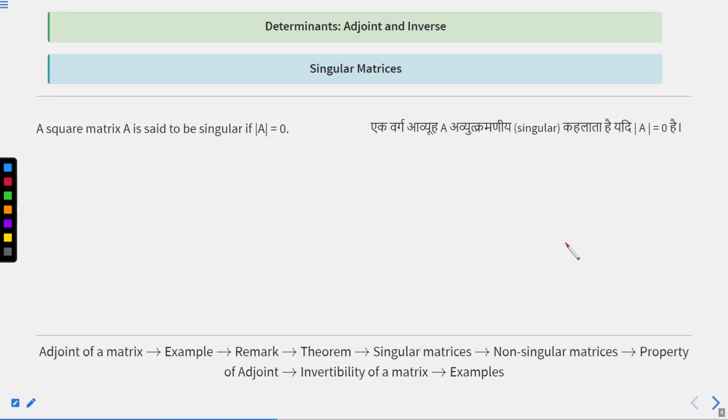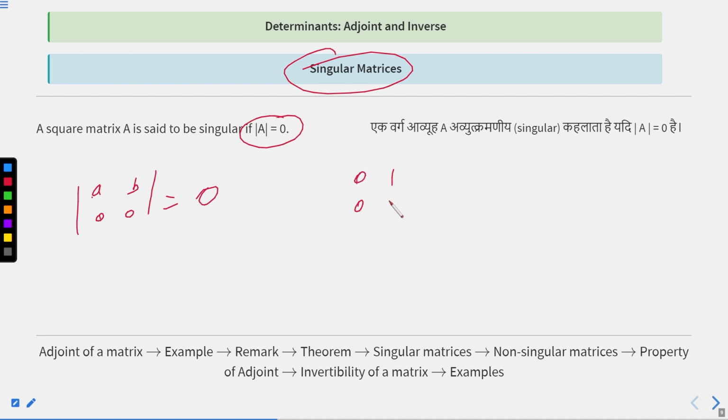Now, singular matrix. What do we mean by singular matrix? A singular matrix means a matrix having determinant 0. If a matrix's determinant is 0, then it is a singular matrix. So for example, the matrix with rows A, B and 0, 0. Is this a singular matrix? Yes, if you evaluate its determinant it equals 0, so it is a singular matrix. The matrix 1, 1, 2, 2 is also singular.